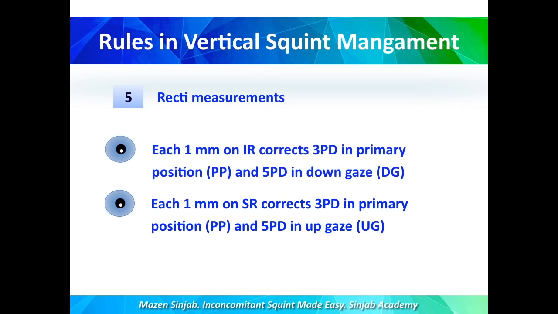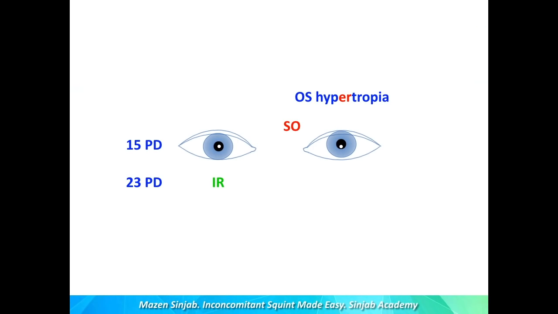Now, since I'm going to operate on the inferior rectus, I'm going to use this rule. So the patient has 15 prism diopters in the primary position of gaze and 23 prism diopters in the down gaze. If we apply this rule, each 1 millimeter will correct 3 prism diopters in the primary position of gaze. So to correct 15 prism diopters, we need to operate by 5 millimeters on the inferior rectus. But this 5 millimeters will correct 25 prism diopters on down gaze.